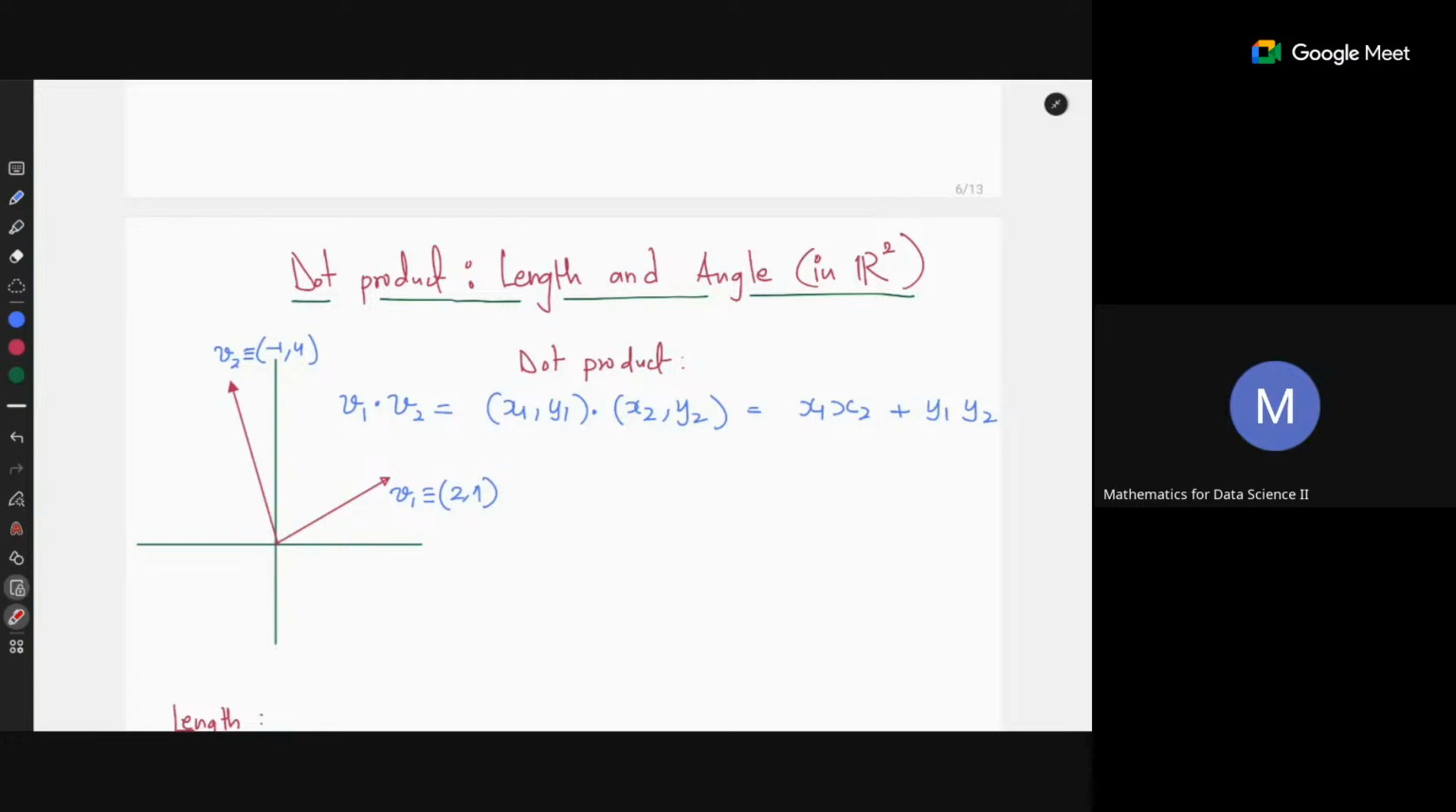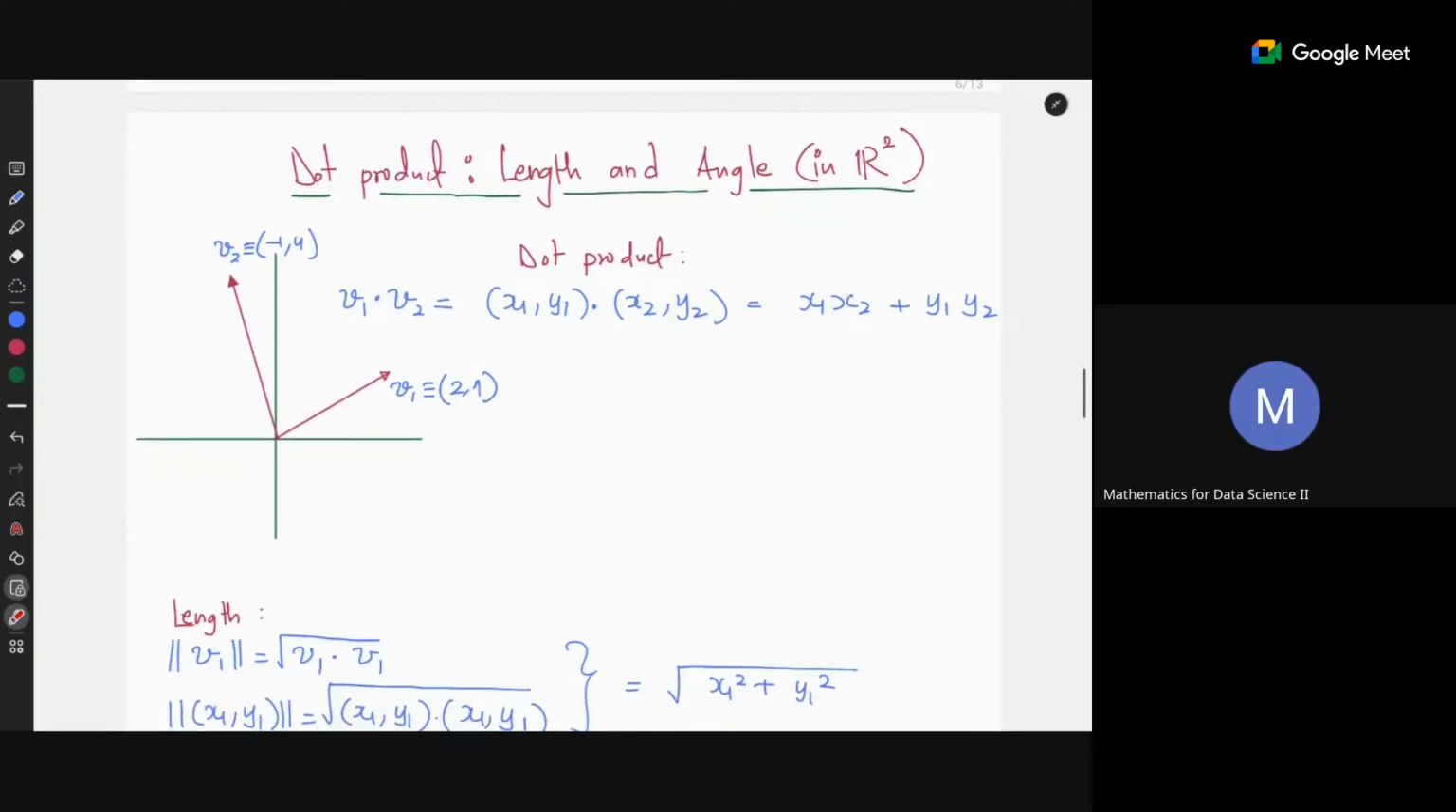All right. So I don't know how many of you are familiar with the concept of dot product, but it is part of the intermediate syllabus. Let me quickly recall what the dot product is between two vectors in R2. Suppose you have two vectors in R2.